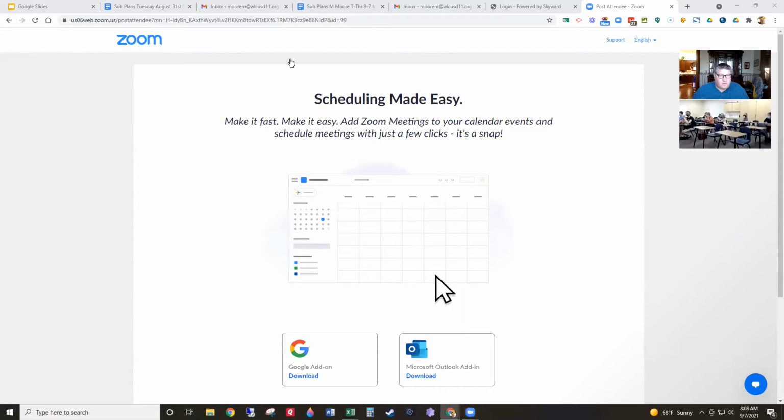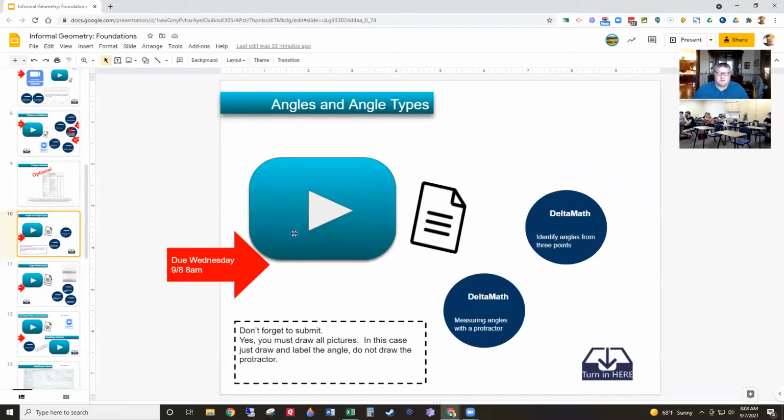Let me double check this, but I'm pretty sure I need to know what are the 4 different types of angles? Who can tell me the 4 different types of angles? 90-degree. Acute. I heard acute. I agree with you. What's another one? Obtuse. Very good. What's another one, guys?